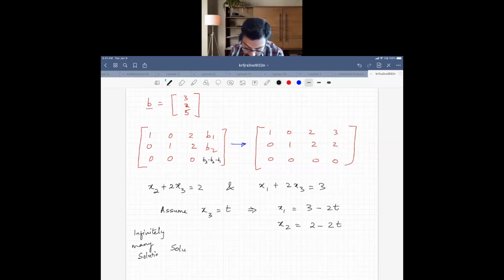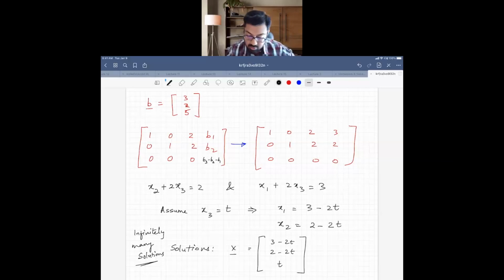The system is consistent, but it has infinitely many solutions. The solutions will be what? The solutions will be the vector x: x1 is 3 minus 2t, x2 is 2 minus 2t, and x3 is t. So for any arbitrary value you can plug in for t, 1, 2, 3, whatever, and you can find the solution set over here.